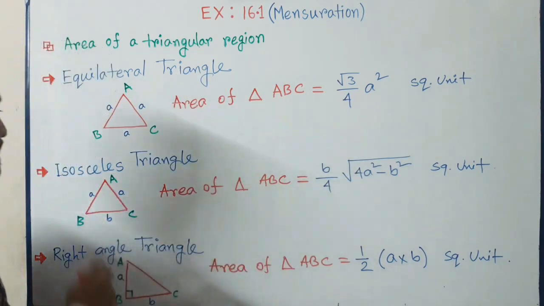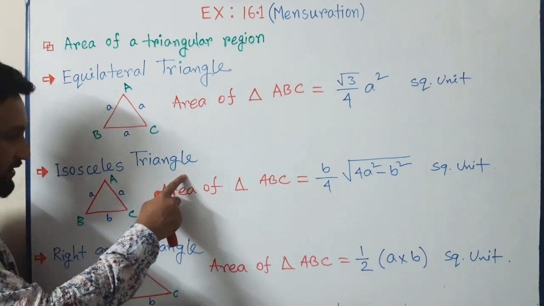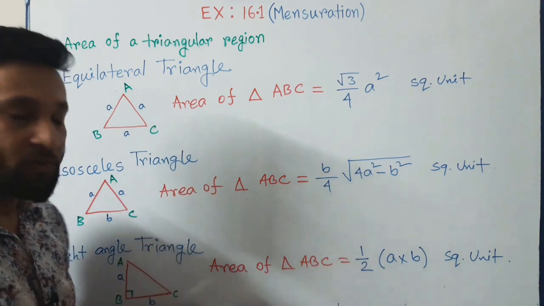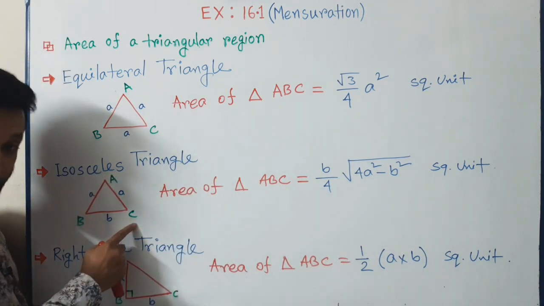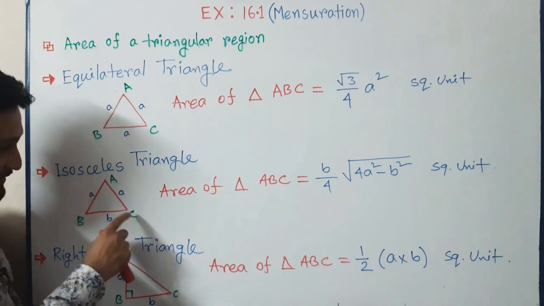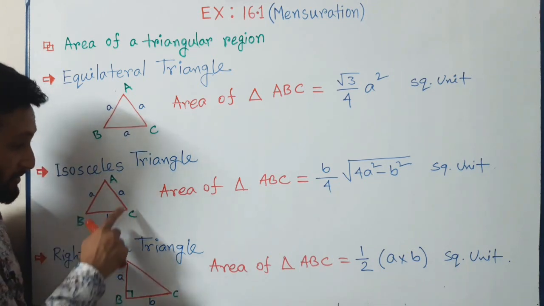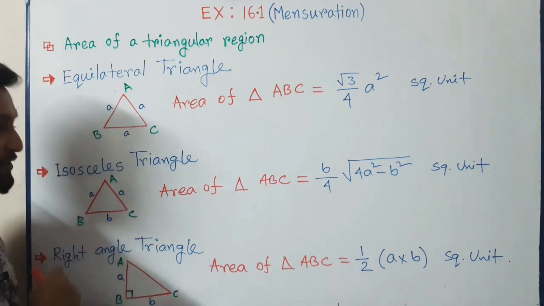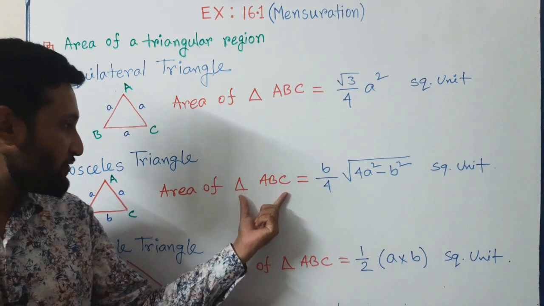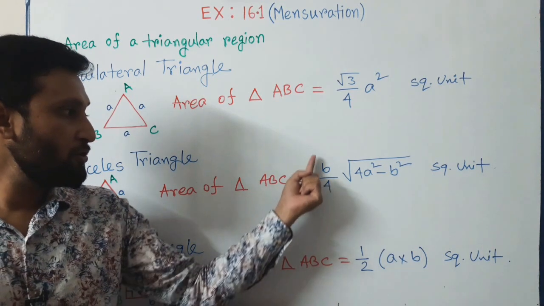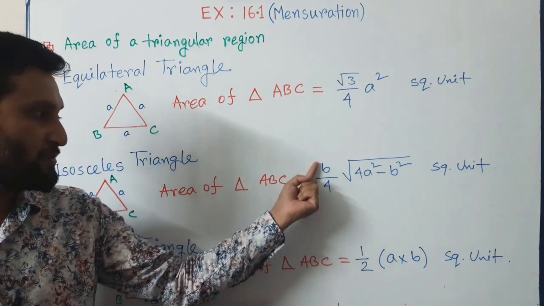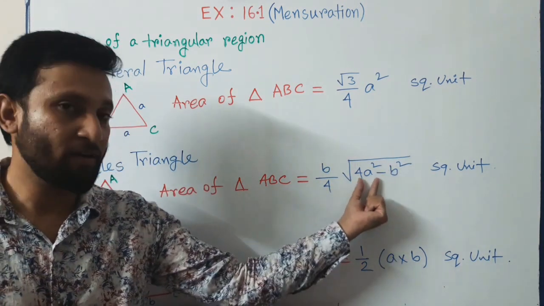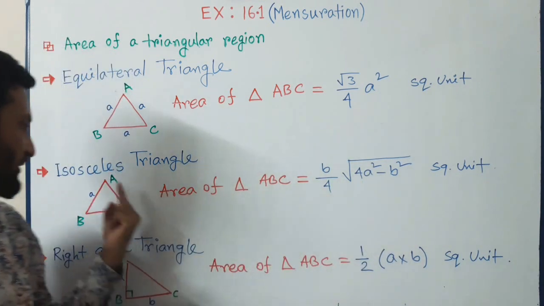Now the isosceles triangle. Isosceles triangle means in a triangle any two side lengths are equal. Suppose ABC is an isosceles triangle where AB and AC, the two side lengths, are equal and measure A unit, and BC is the base B. So the area of this isosceles triangle ABC equals B by 4, that means base by 4, square root of 4A square minus B square, where A is the equal side length.